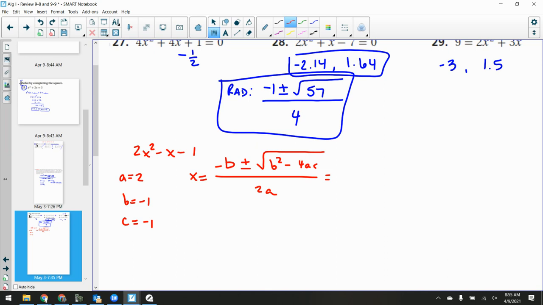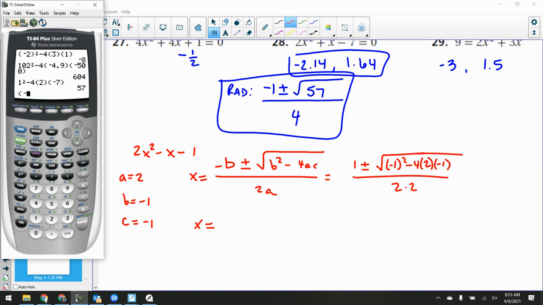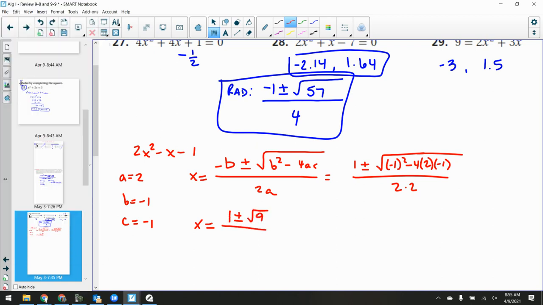The opposite of -1 is +1. And we got -1 squared minus 4 times 2 times -1, all divided by 2 times 2. So that's going to get me, underneath the house, -1 squared minus 4 times 2 times -1, which is +9. 1 plus or minus the square root of 9 all over 4, which is 1 plus or minus 3 over 4. And at that point, I'd say 1 plus 3, which is 4 over 4, which is 1. And then 1 minus 3 is -2 over 4, which is -0.5.